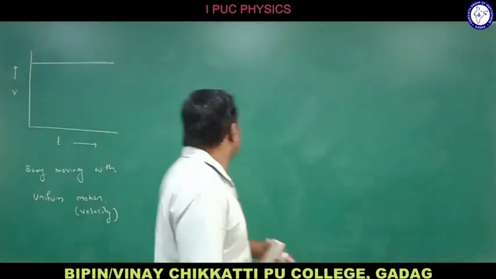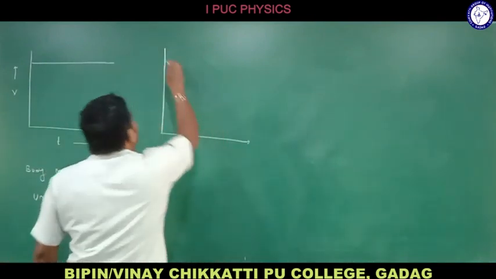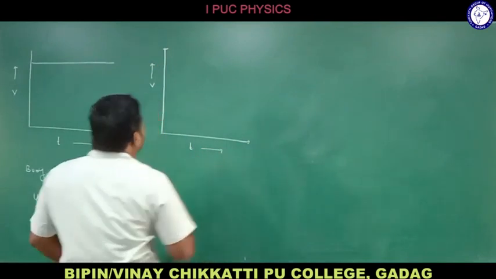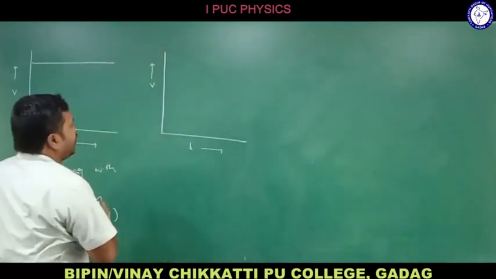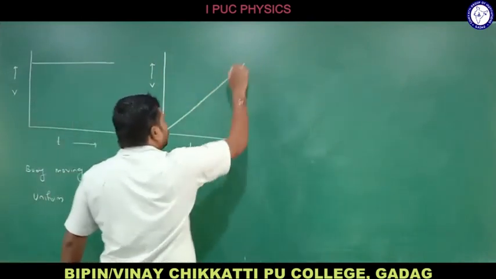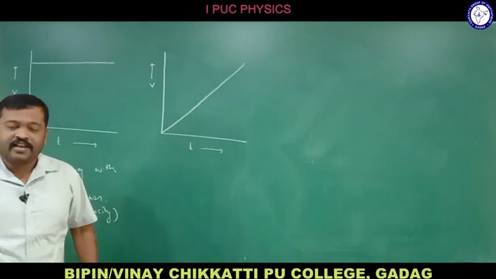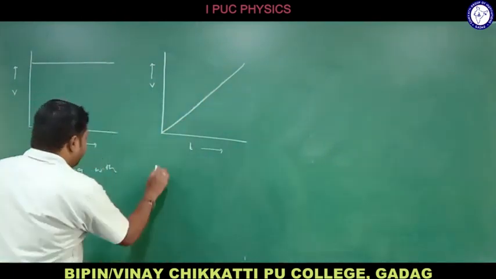Let me take another graph. This is velocity along the y-axis and time along the x-axis. Let me draw the graph like this. What is the meaning of this? How is the body moving? I took this earlier. Here the body is moving with increasing velocity.